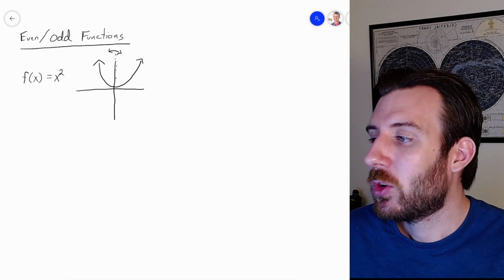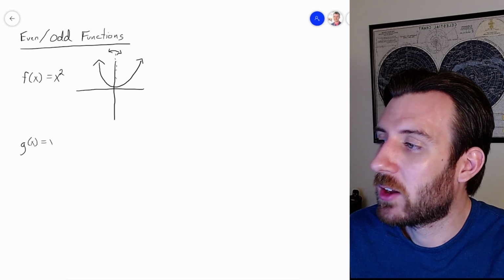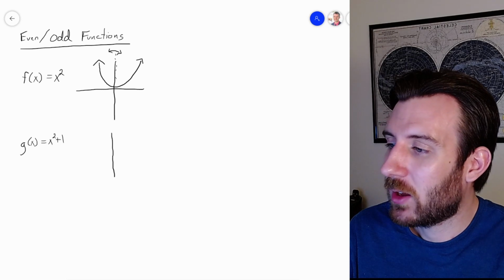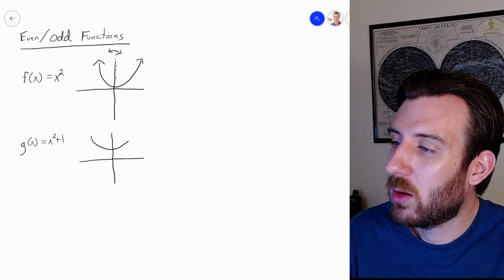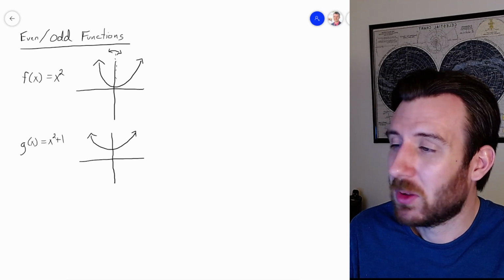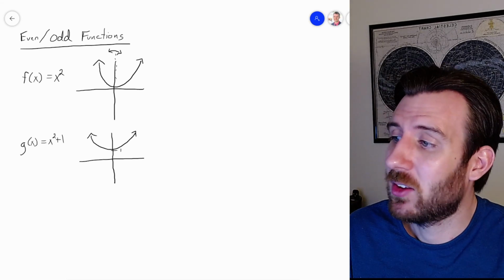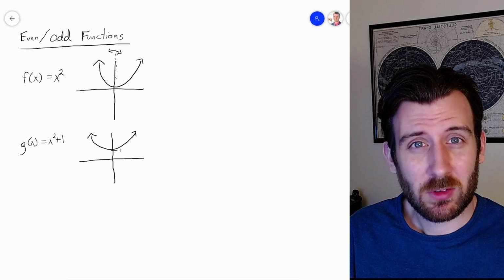So in that sense, if you were to then say, well, let's take a look at g of x equals x squared plus 1, and let's try to graph that, if you plotted it, it would come out one above the x squared graph. So it would be the same parabola shape, but one higher. And this one as well, if you were to fold it like a book across the y-axis, would be perfectly symmetric. So this is also an even function.